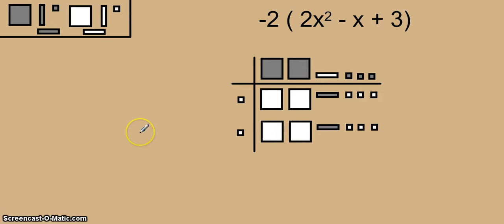So the answer to our multiplication statement is the area being modeled inside of our multiplication table. So we have 4 negative x squared tiles. We have 2 positive x tiles, and we have 6 negative constant terms. So here is our final answer.